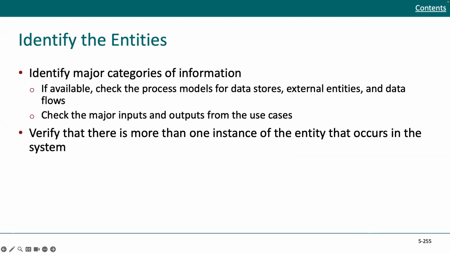Okay, in terms of identifying the entities, you want to identify major categories of information. If available, check the process models for data stores, external entities, and data flows. Check the major inputs and outputs from the use cases, and then verify that there is more than one instance of each entity that occurs in the system.